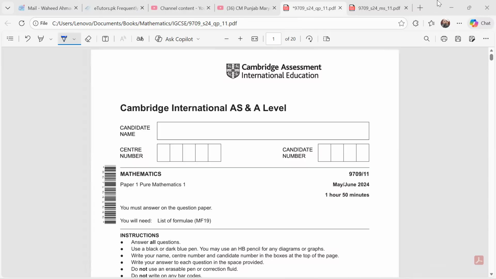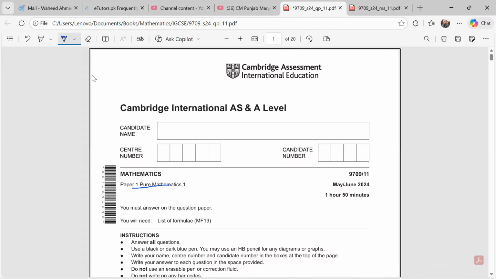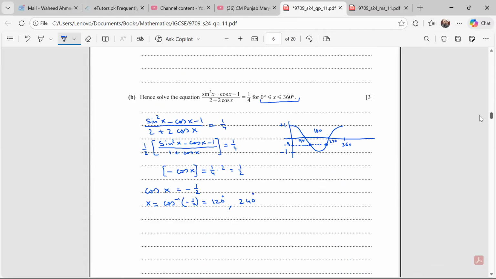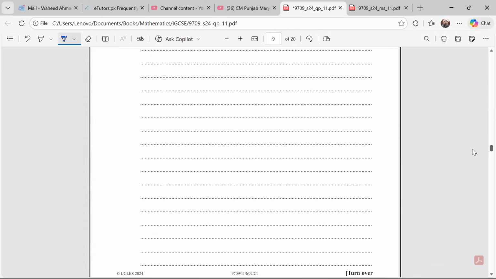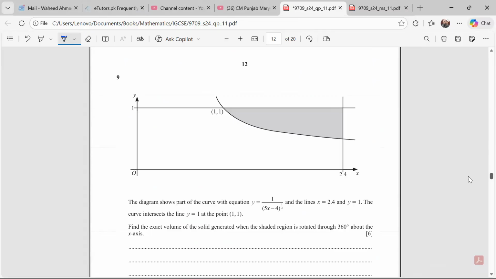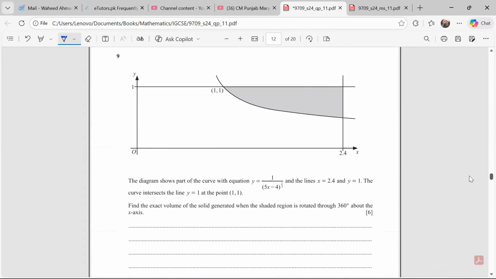We have been solving these past exams. Right now we have this Mathematics Pure Math 1 paper from May/June 2024. We have solved a few questions in some previous videos. So today I'm going to solve question number, I believe, 9 and 10. Yes, this is question number 9 we are going to solve today.